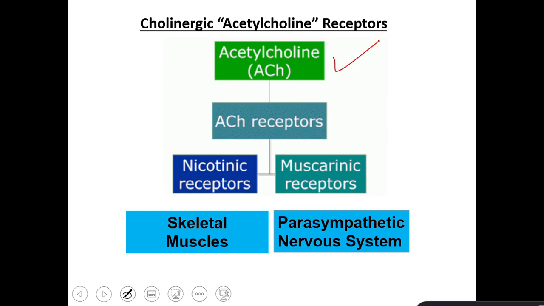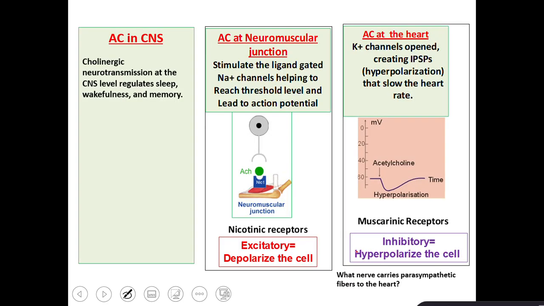The cholinergic receptors can be nicotinic receptors. For example, the nicotinic receptors are found at the neuromuscular junction. And they can be muscarinic receptors, and those are mostly working with the parasympathetic nervous system. So the acetylcholine is found in the central nervous system, and it stimulates both nicotinic and muscarinic receptors within the CNS.